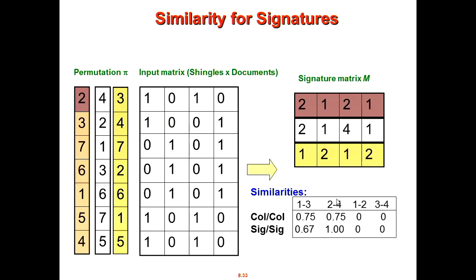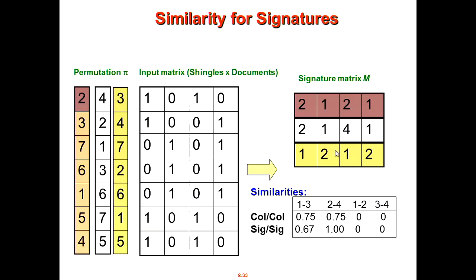For the pair 2 and 4, in the original matrix the value is 0.75, and in the signature matrix it's 1. And for 1, 2, 3, 4, both are zeros. So we can see that the similarities computed based on the original matrix, the column similarity, is very similar to the signature matrix, right? This is just a very, very small example, so the gap is still a little bit large. But if there are many documents, and for the signature matrix we assume 100 hash functions, which means we will have 100 rows, then the difference between the column similarities and the signature similarities will be very small. So that's the basic idea.